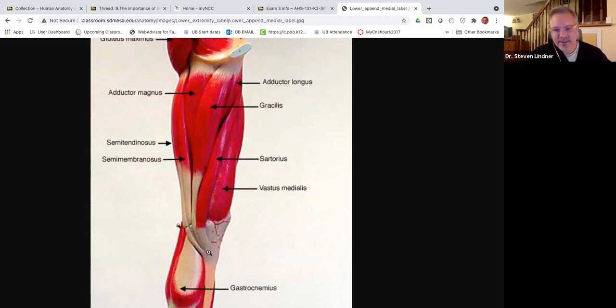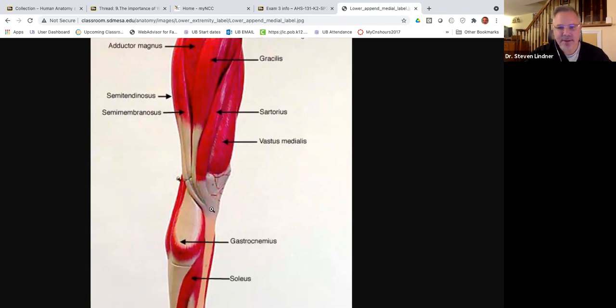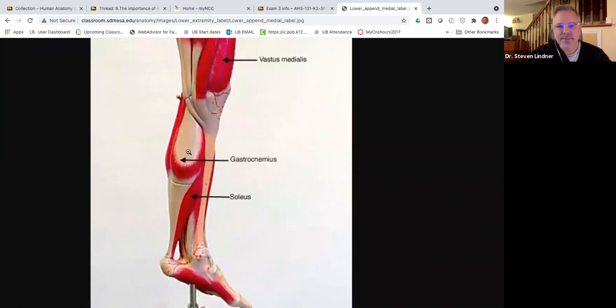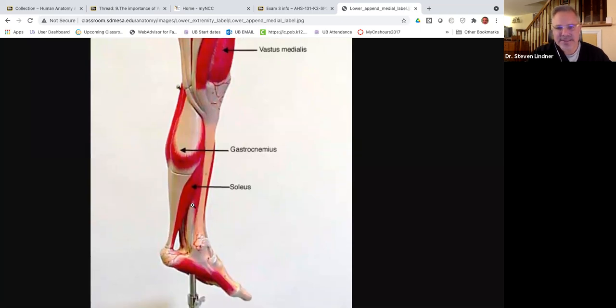What is the pes anserine? It is posterior and medial to the tibial tubercle. Here's the tibial tubercle, that bump. So right here is the pes anserine. Here's the medial head of the gastroc. Here's the soleus. Here's the medial malleolus. So we can see a little bit of Tom, Dick, and Harry. The tibialis posterior, the flexor digitorum longus, tibial artery, tibial nerve, and flexor hallucis longus all are behind or posterior to the medial malleolus, Tom, Dick, and Harry.